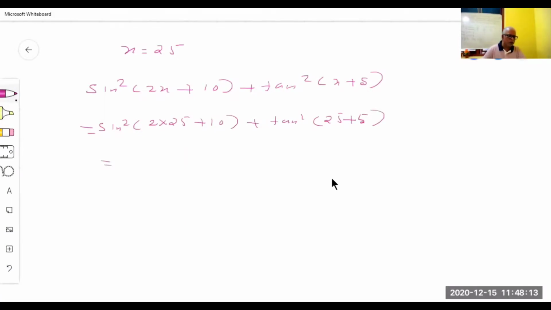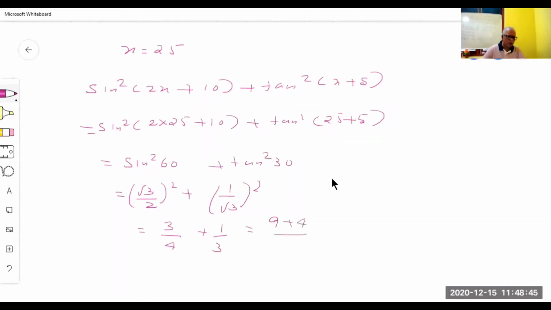That is equal to sine square 60 plus tan square 30. Sine 60 is root 3 by 2, so root 3 by 2 the whole square plus 1 by root 3 the whole square. Simplify it: 3 by 4 plus 1 by 3. Simplify, you get 9 plus 4 by 12, which is 13 by 12. Okay, I will go to the next problem.